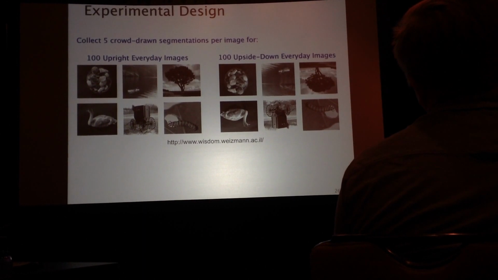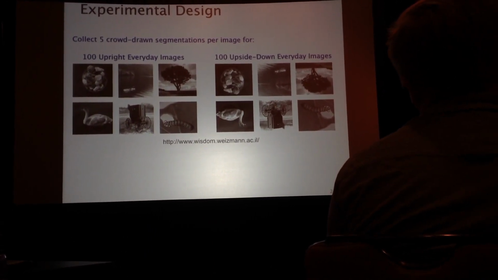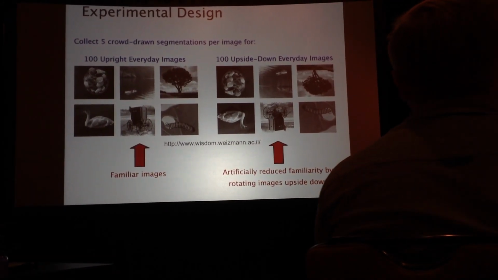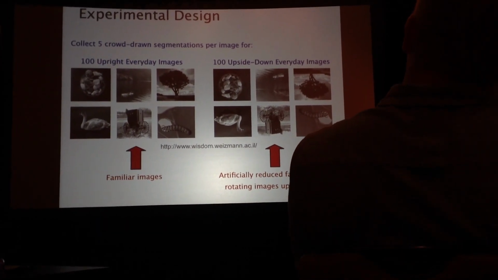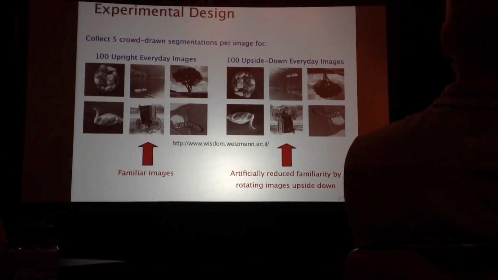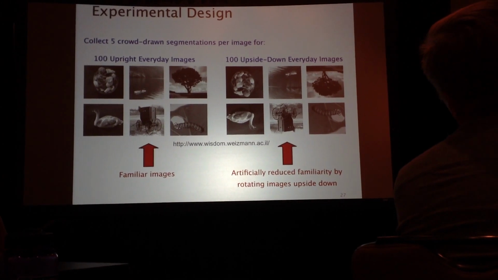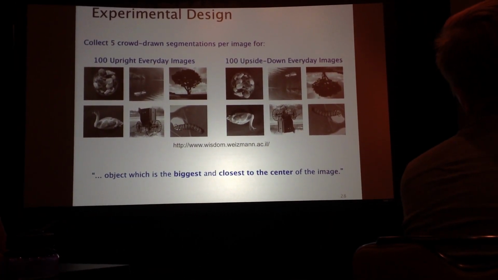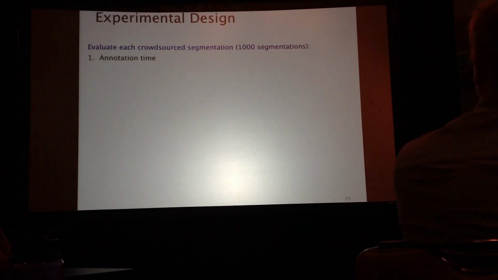We conducted a study to explore this question where we took our 100 upright images and used those as our familiar images, and we flipped those 100 upright images upside down, and that's how we made them less familiar. We collected 5 crowd-drawn segmentations per image for the 100 upright and the 100 upside-down images. And we gave the same instructions as before: please demarcate the object which is the biggest and closest to the center of the image.